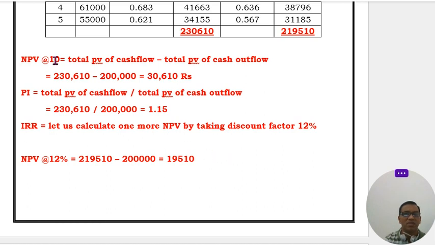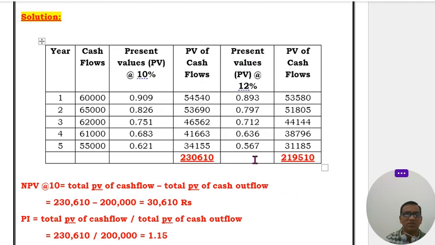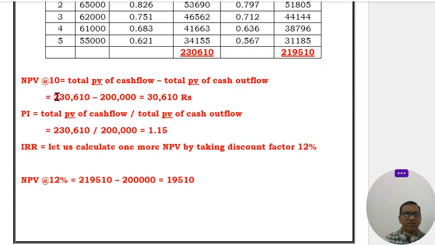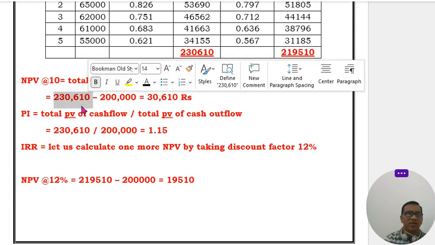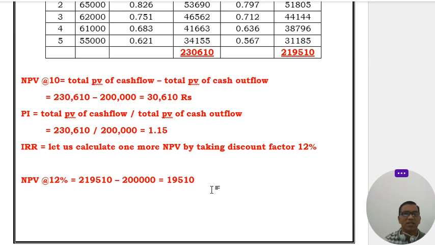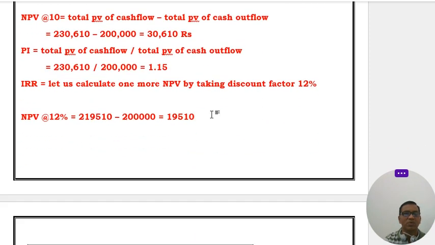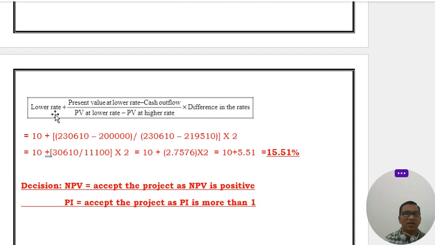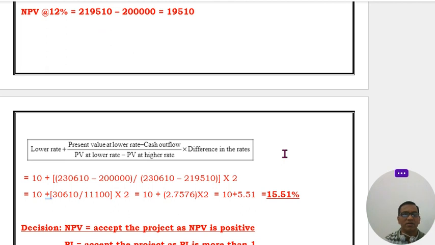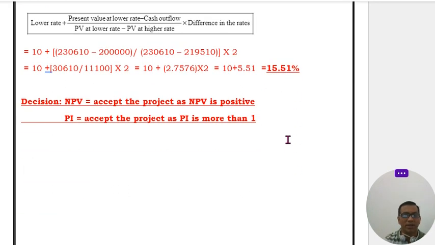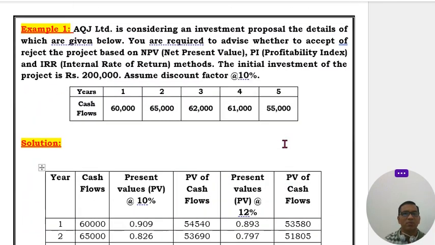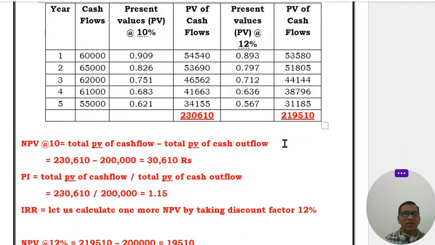One is already at 10%. Now we calculated another NPV at 12% rate of return. Why 12%? Because you have to decrease this value, so you have to increase the rate of return. That's why we tried more than 10, I tried at 12%. Now two NPVs are ready. Apply the interpolation formula and you got an IRR of 15.5%. So you have NPV calculated, PI calculated, IRR also calculated. This is the one problem solving calculation. I hope you understand. Let me explain one more problem.